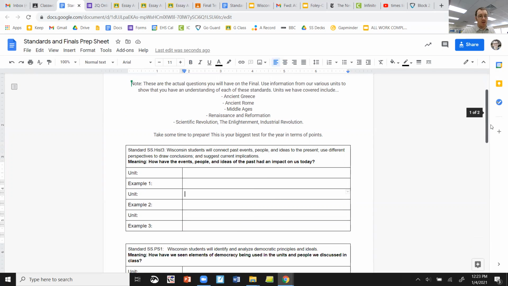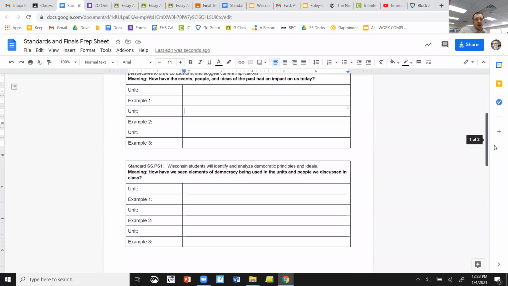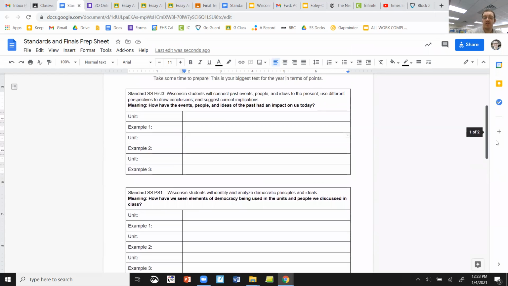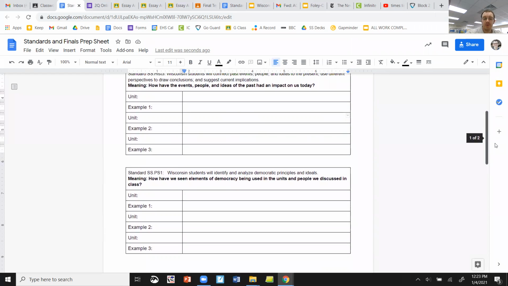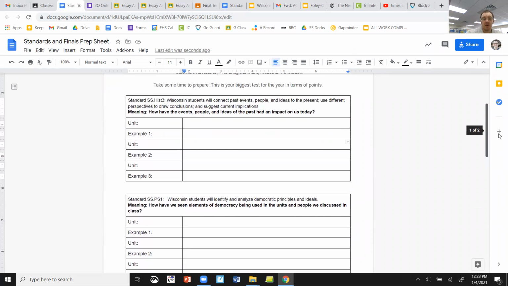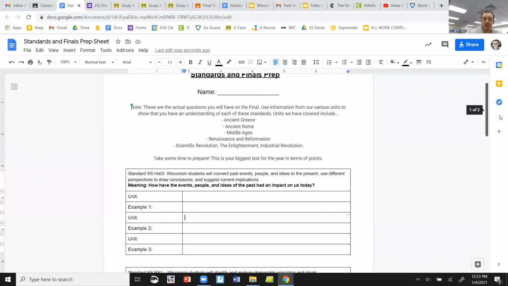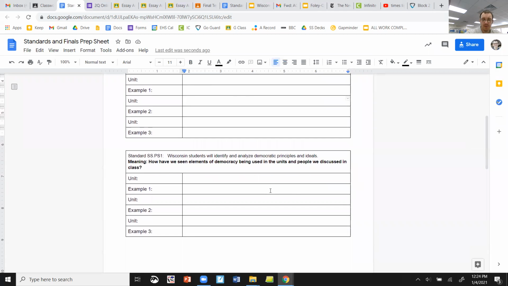Question number 2. How have we seen elements of democracy used in the units and people we discussed in class? So where did we see examples of democracy in these different governments? Again, look through your notes, look through your assignments, whatever you might have. Put the name of the unit and then put examples.